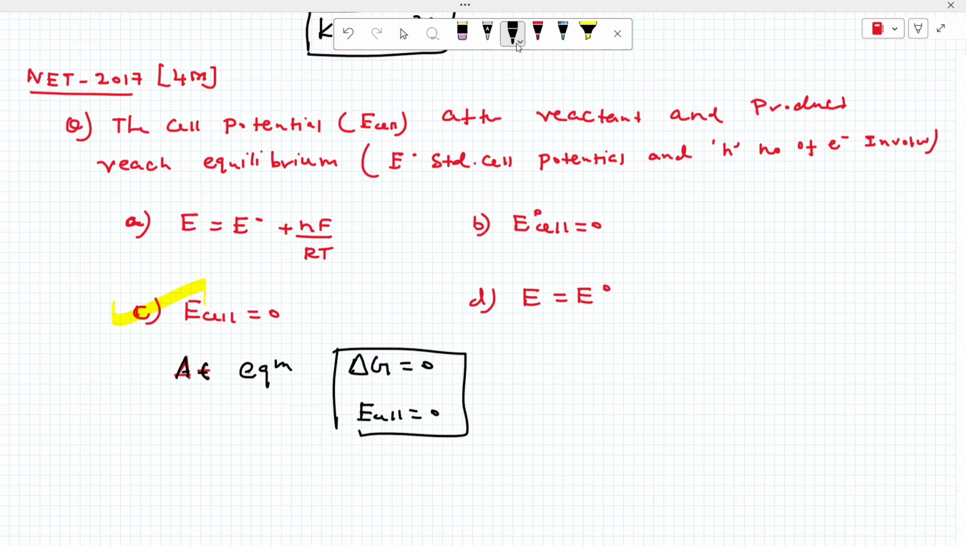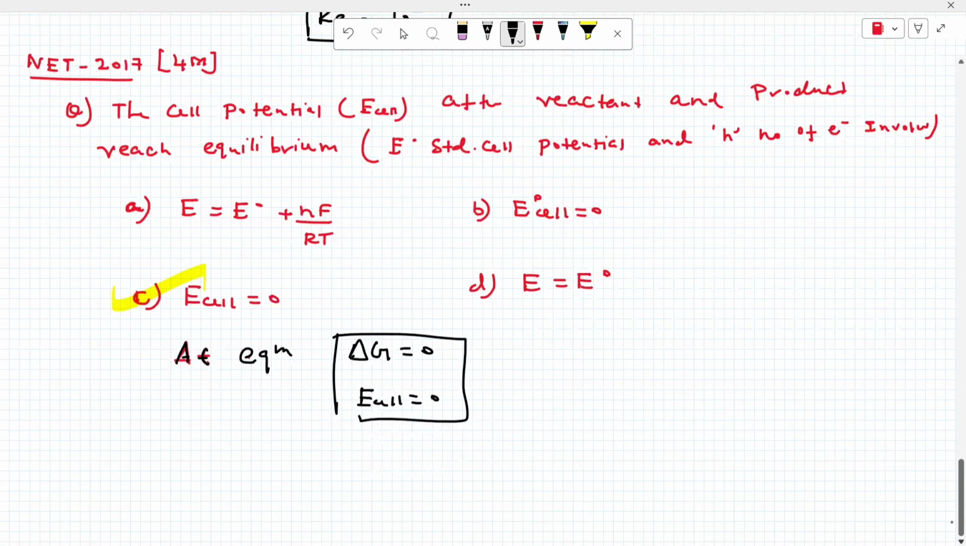Listen, in the exam, if they ask equilibrium constant or formation constant, both are the same. Now see, try this question. This is NET 2016 question.